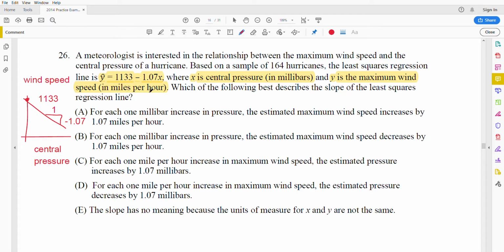And so we look at the answer choices. The only one that really makes sense there is B. For a 1 millibar increase in pressure, which is what we're seeing right here, the estimated max wind speed decreases by 1.07 miles per hour. That's what we're seeing right here. It's just slope, rise over run.